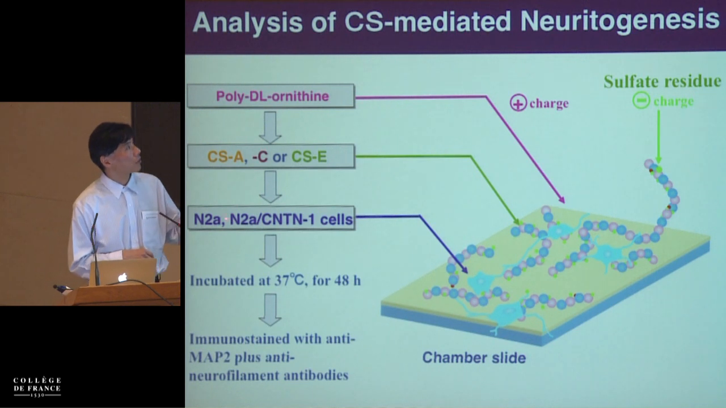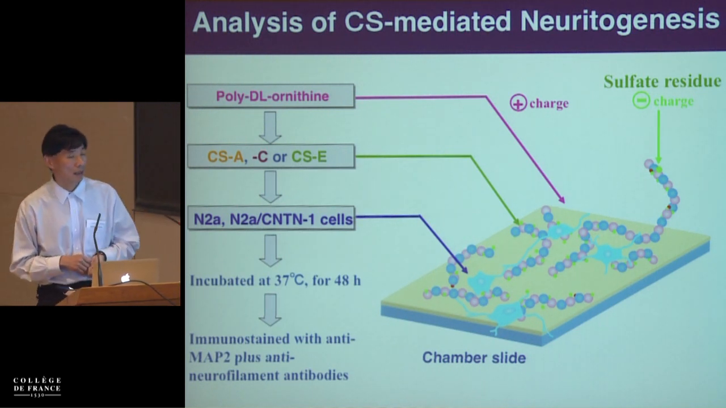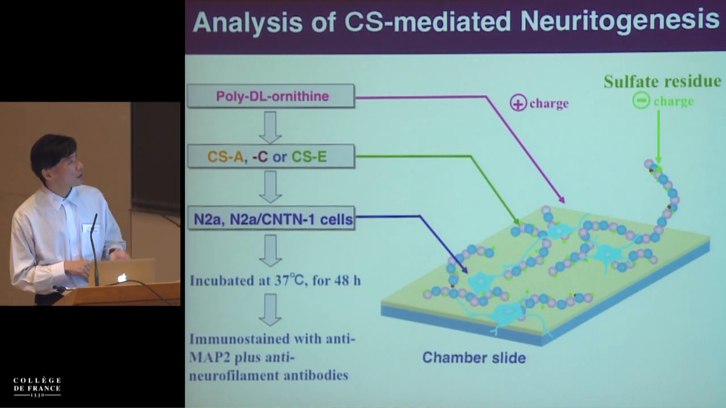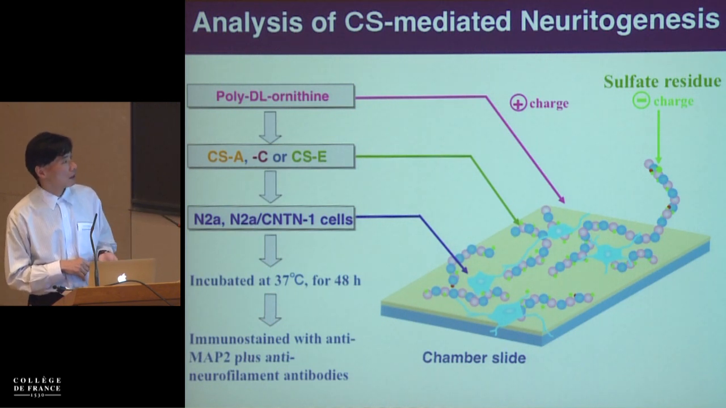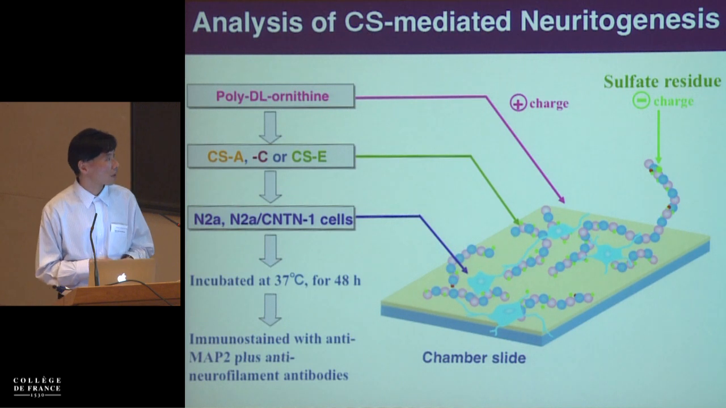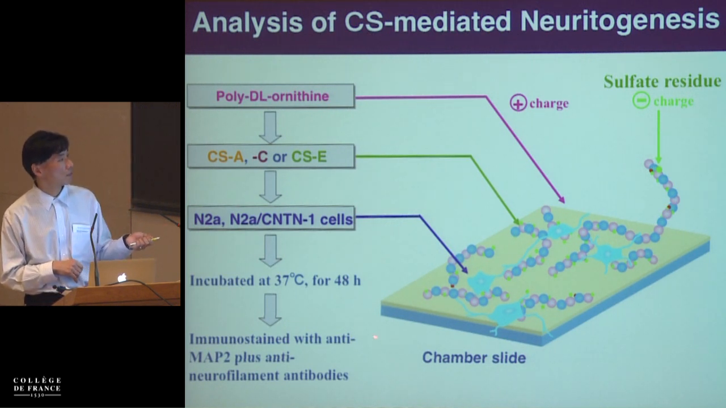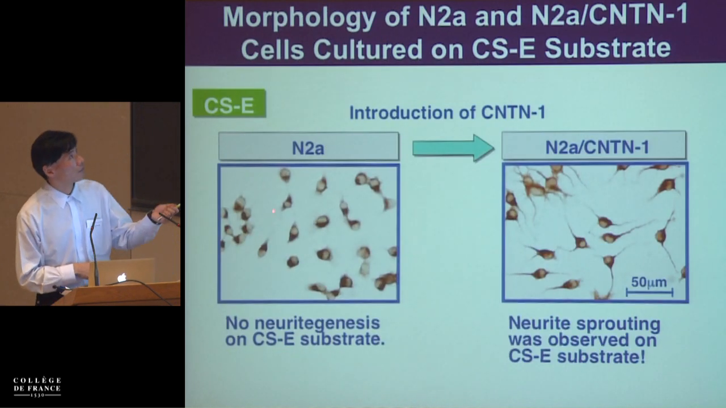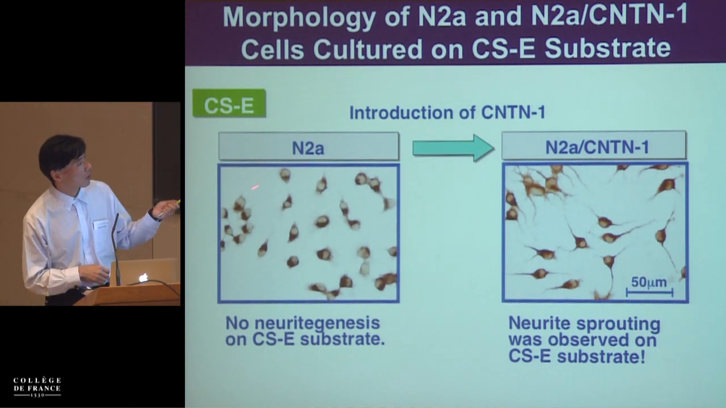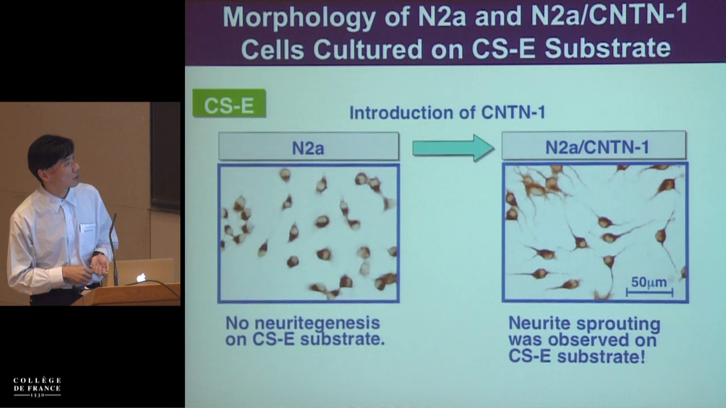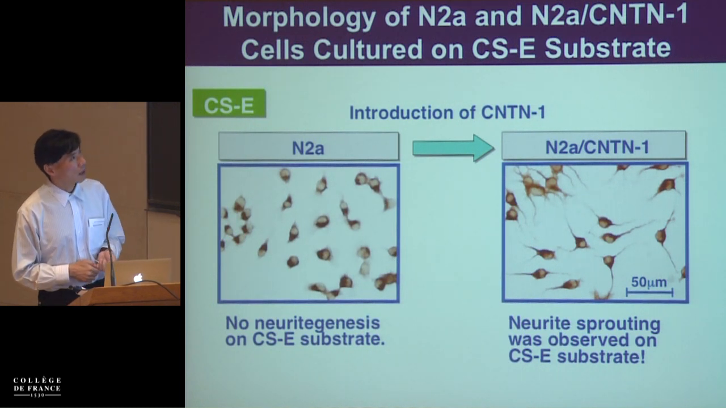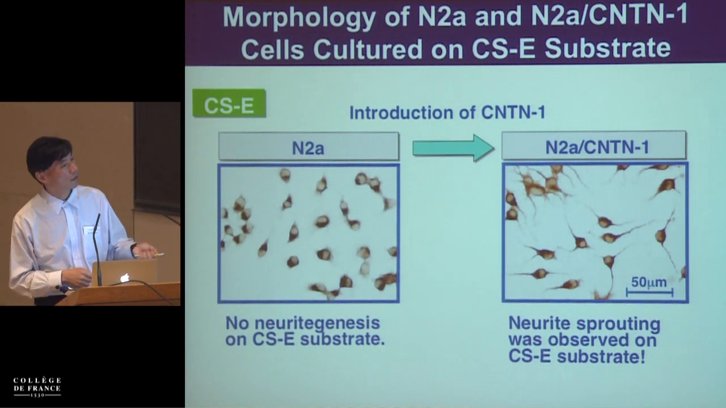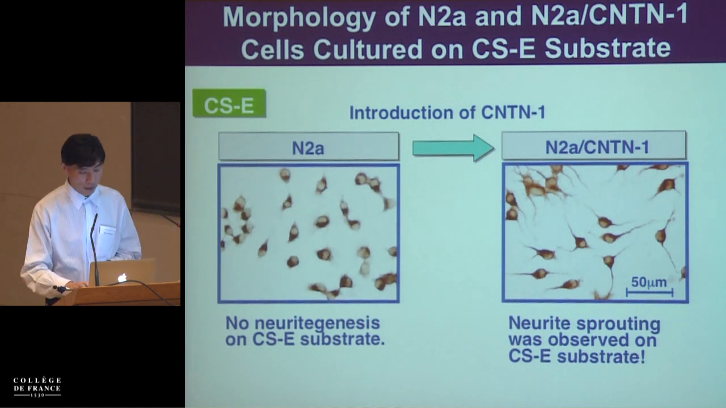Then the parental Neuro2A cells or Neuro2A contactin 1 cells were plated on the defined chondroitin sulfate substrate and incubated for 48 hours. The cultured neuronal cells were immunostained with anti-MAP2 plus anti-neurofilament antibodies. As mentioned, in parental Neuro2A cells, no neurogenesis was observed on chondroitin sulfate E substrate. However, as expected, in Neuro2A contactin 1 cells, strong neurite sprouting was observed on chondroitin sulfate E substrate.